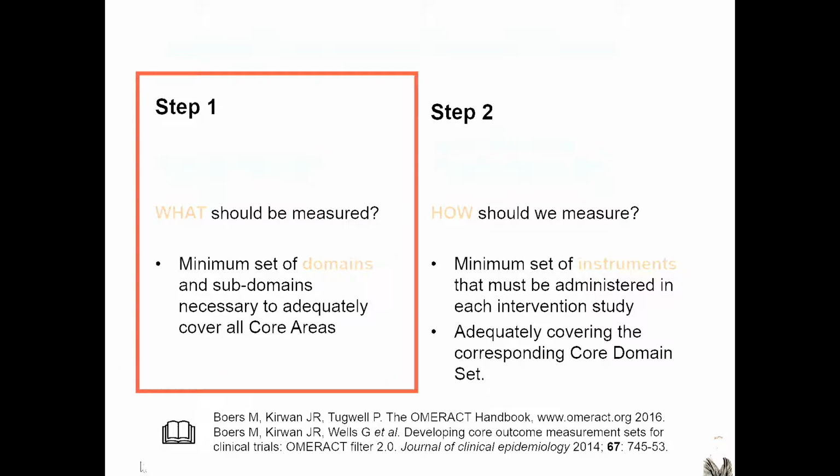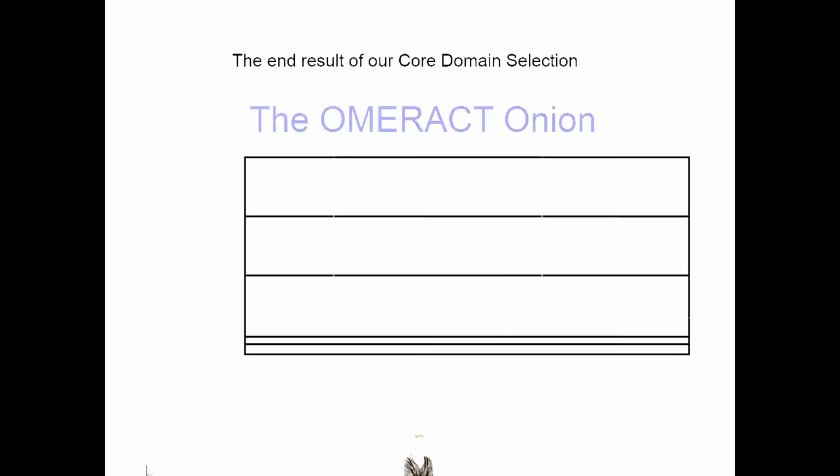Today we will only focus on step 1, the development of a core domain set. Before we continue, it's also important to know what a core domain set looks like. We have called this the OMERACT onion. The onion has 3 layers. If you go to the inner circle, the core of the outcome set, you will find all mandatory domains that are necessary to measure in all clinical trials.